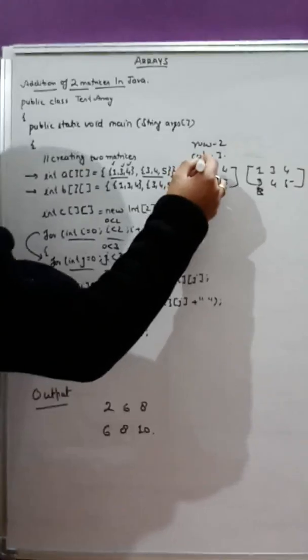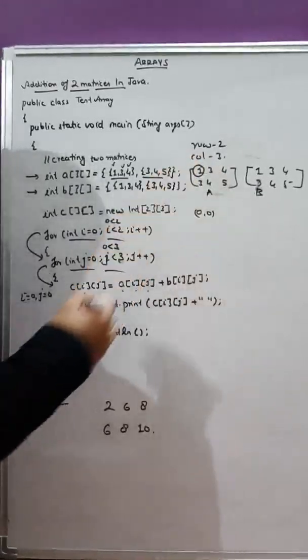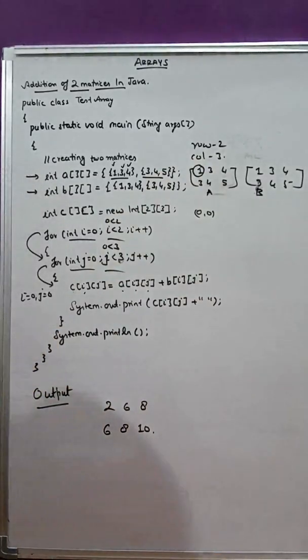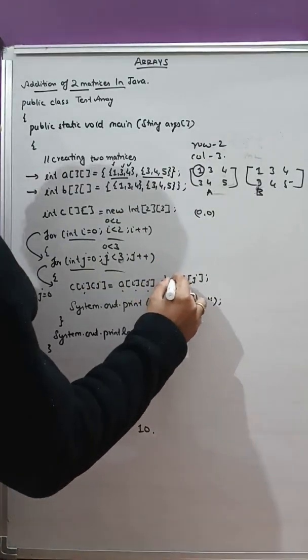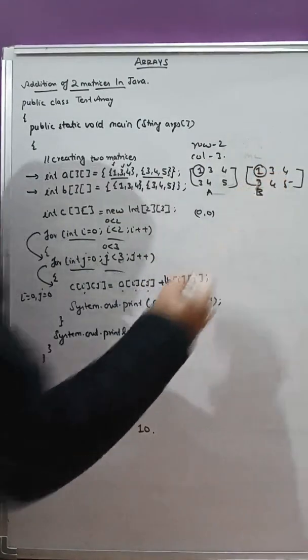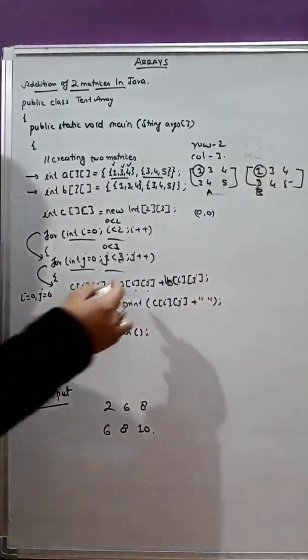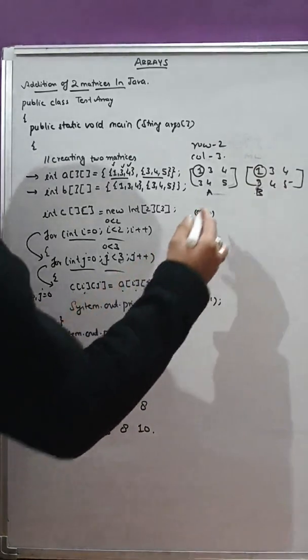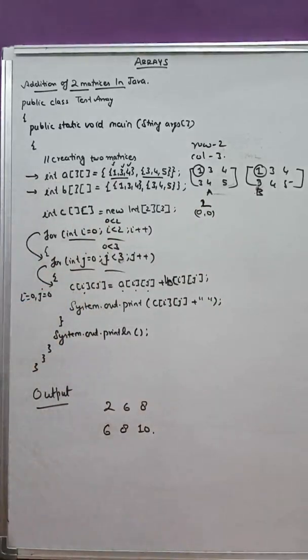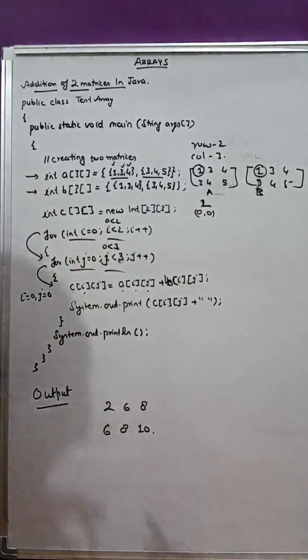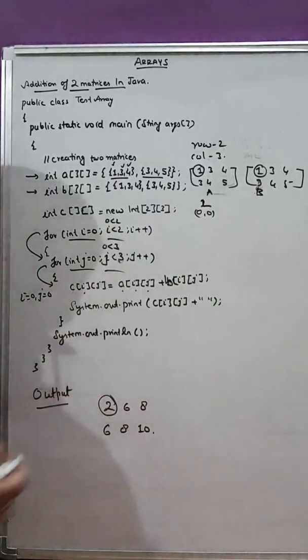So A[0][0] over here is 1, and for B[0][0] the value is also 1. So both the values will be added and stored on the 0 comma 0 index. So 1 plus 1 will be 2 over here. You can see in the output the 2 is written over here.